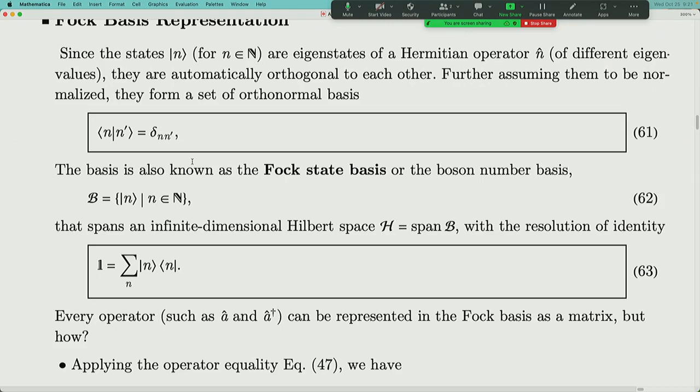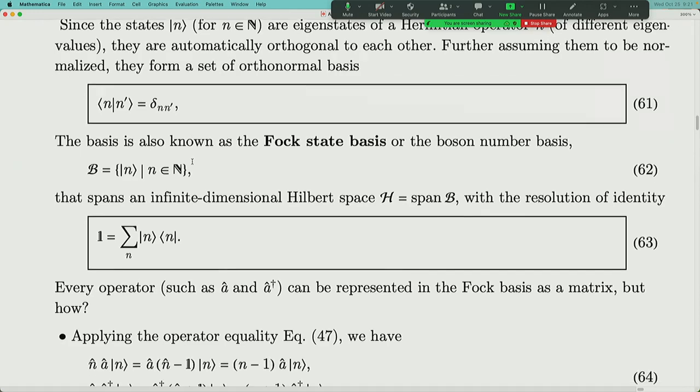And this basis, actually, it's an infinite number of bases, an infinite set of bases. And then this infinite set of bases is called the Fock state basis because it was proposed by Fock. Or people also call it the boson number basis. I think that's a more straightforward name. So this forms an infinite dimensional Hilbert space spanned by this basis, and then in this space there's a resolution of identity again.